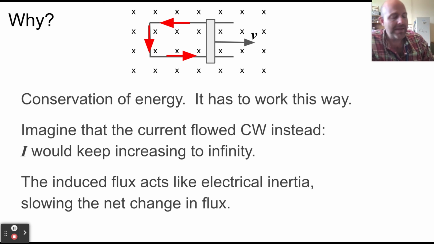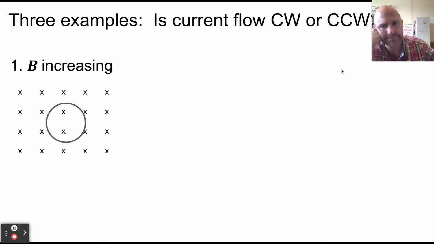Okay. And the analogy is with inertia, right? There is always this opposition to a change. Just like in motion, the more mass you have, the harder it is to change the velocity. But in this case, we're dealing with an attempt to keep the magnetic flux from changing.